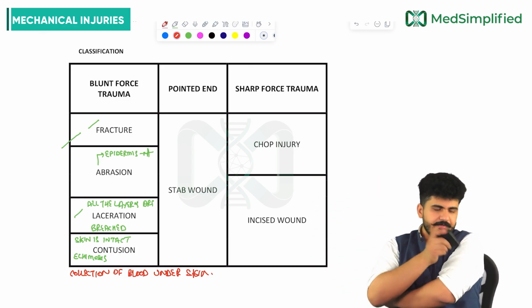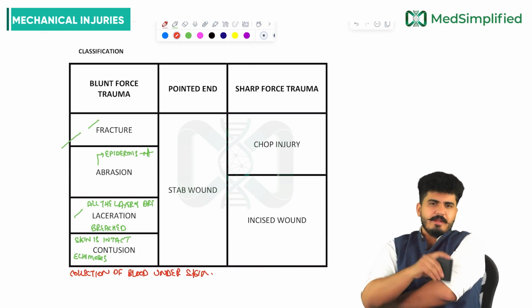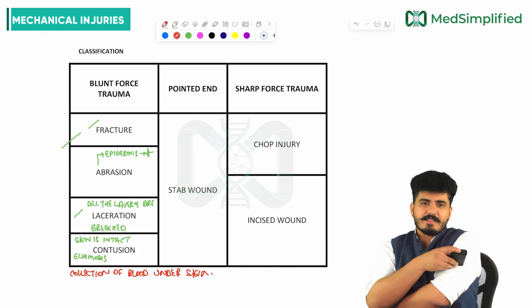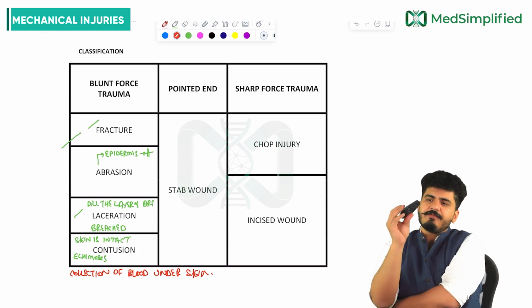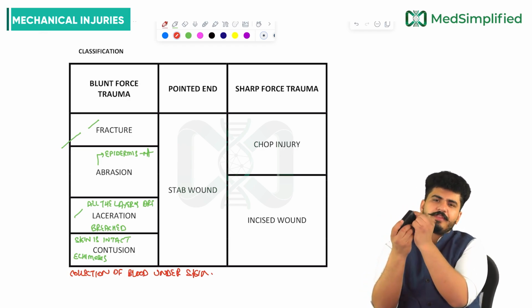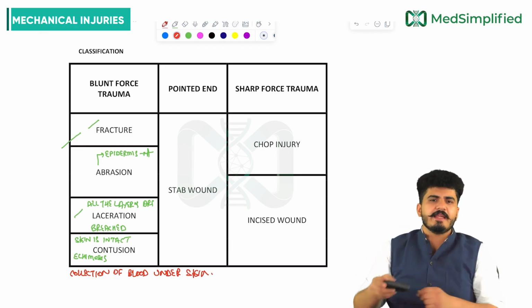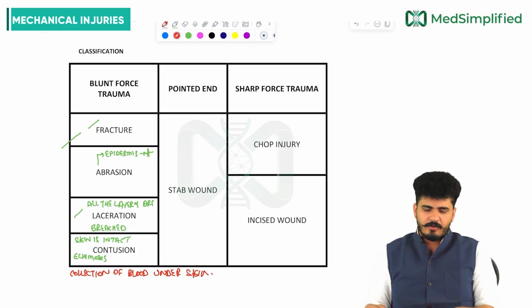So if I take this object and it hits here, my dear friends, there will be a fracture of the shaft of humerus. There will be abrasion because it hit like this, with skin peeling. If the skin is intact, blood will be collected because of the blunt force. If the edge of this object hits me right here, there can be a laceration also, where all the layers are gone.